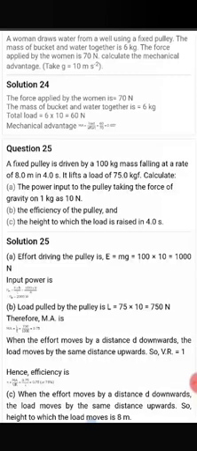Now it's a long question, but everything is given in the question itself. We will try to translate in our own language. We'll try to understand. A fixed pulley is driven by 100 kg mass falling at a rate. So 100 kg is what? A fixed pulley is driven by, means you are driving. So that is nothing but your effort. That is 100 kg.